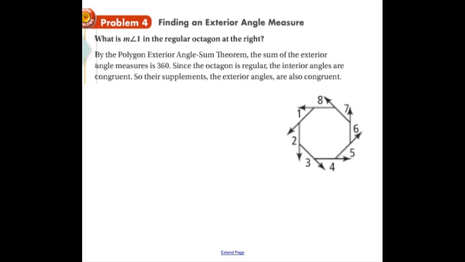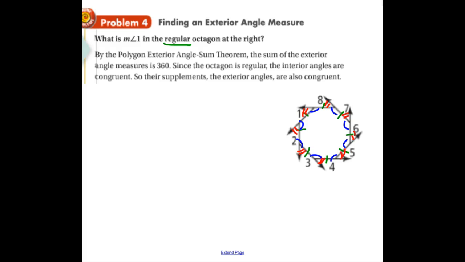It says, what is the measure of angle 1 in the regular octagon at the right? The key to this problem is regular. A regular octagon means every single one of those sides are the same and every single one of those angles are the same. So I can put little congruent markers on all these sides. I can do the same thing on all of these angles. Now, if all of the inside angles are the same, it means that all of the outside angles are also the same because they make a straight line. But they should each have 2 red marks because they're not the same as the blue, just the same as each other.